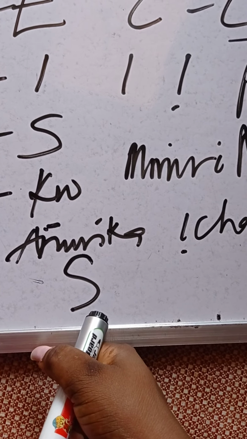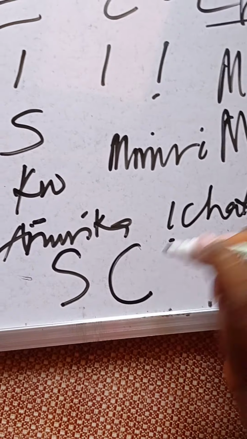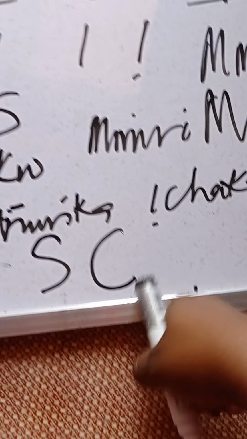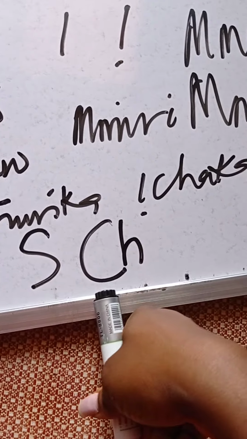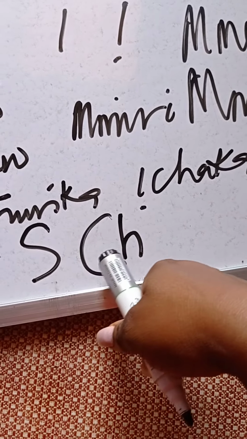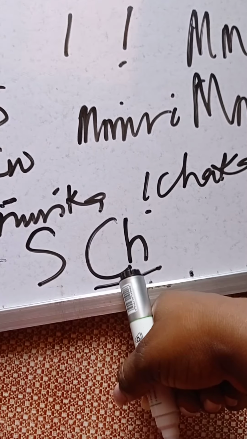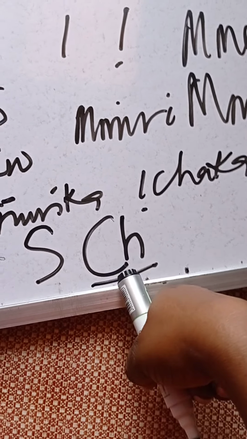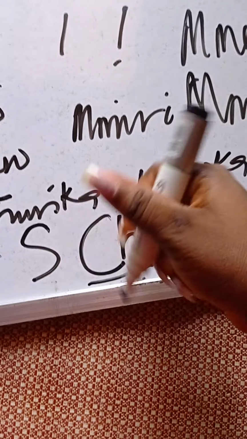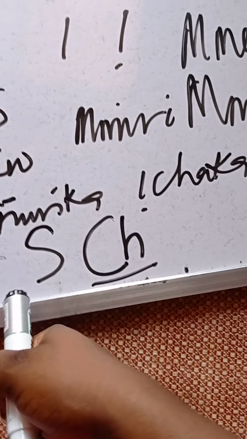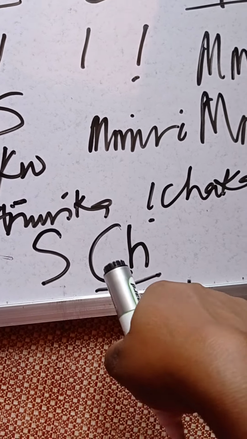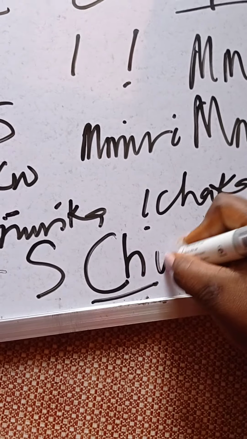You can never see a single C. You will see this because this is the letter. It's not like two letters. This is one letter. When you see some double consonants, they are letters. In Igbo, this is che, this is se, this is che, chuku.